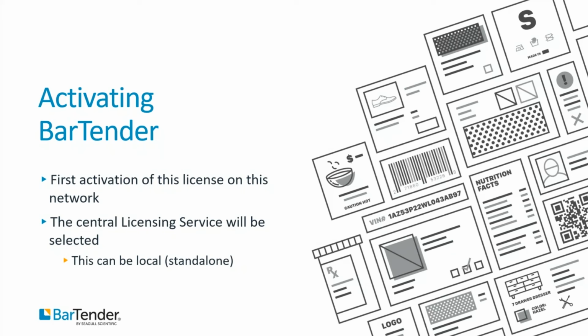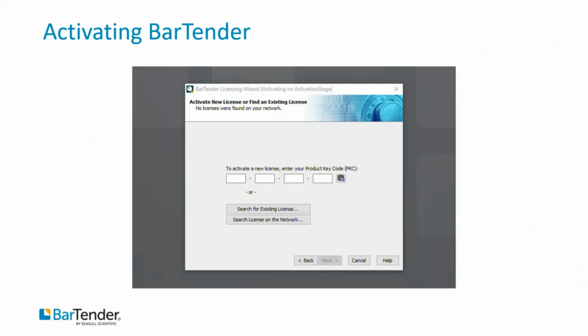If this is going to be an off-network PC, commonly known as just a standalone PC, that is completely fine. In that scenario, we'll just designate the local licensing service to be the central license service. Let's review a brief video on how this is done, and I'll walk you through it here.